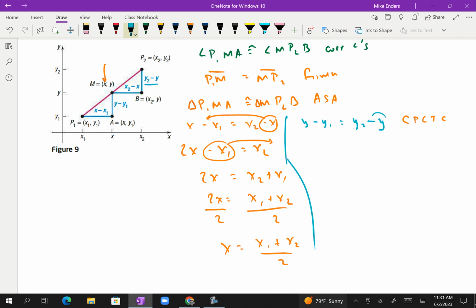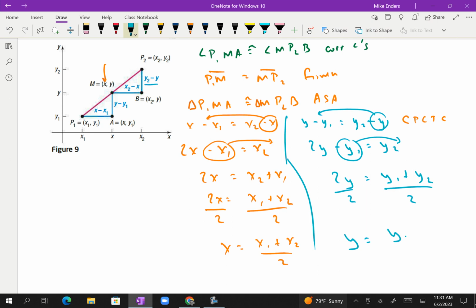So if I want to move this minus y to the other side, I'm going to add that. So like the x's, I have 2y minus y1 equals y2. Then if I move this minus y1 to the other side, I move that over by addition. So then I've got y1 plus y2, and I'm just going to flip-flop those immediately. Then to get the y by itself, we divide by 2. So the y value then is the average of the y's, and that's this value.